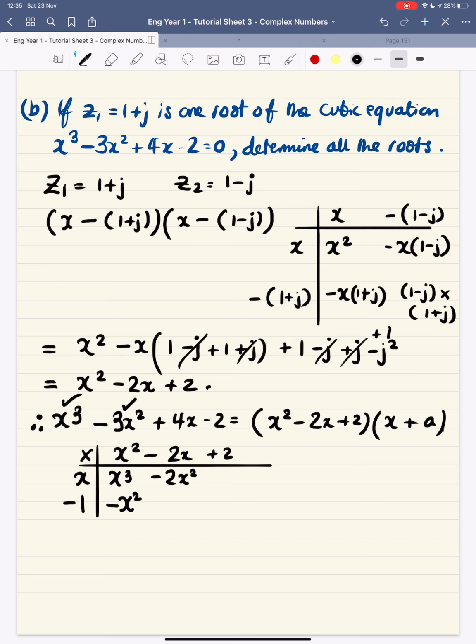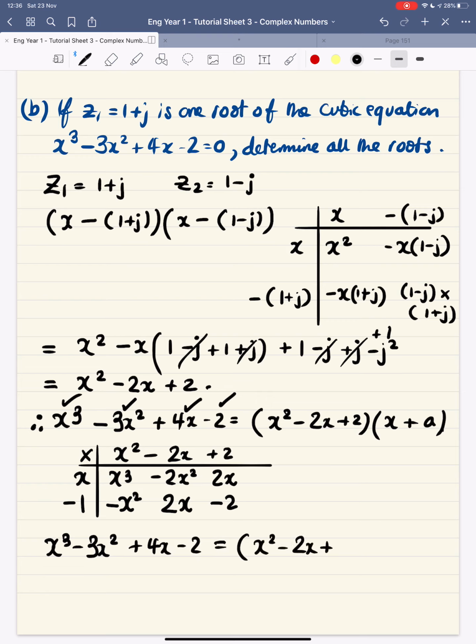So in this here, it's minus 1 times minus 2x, so that's going to be plus 2x. And then we've got 2x there as well, because that's x times 2, so that's 2x as well. And then 2x plus 2x is 4x, and there's minus 2, which is what we wanted. So we end up with x cubed minus 3x squared plus 4x minus 2. So it's x squared minus 2x plus 2 times x minus 1.